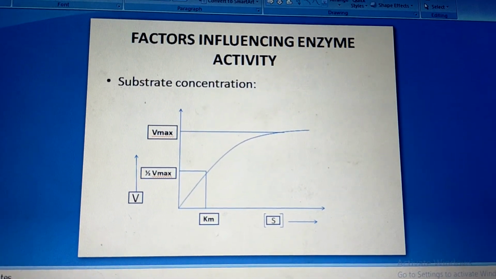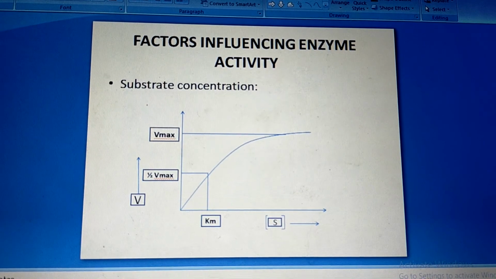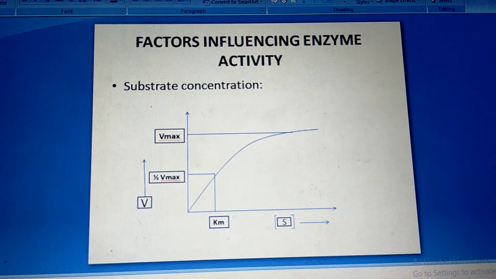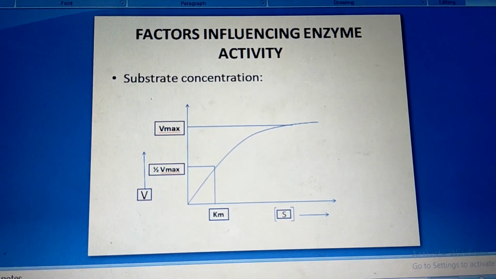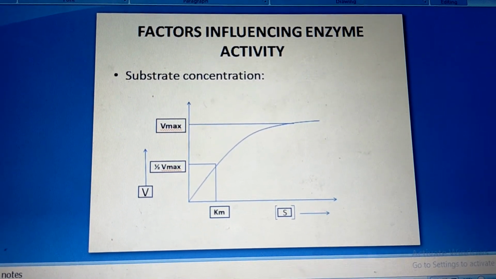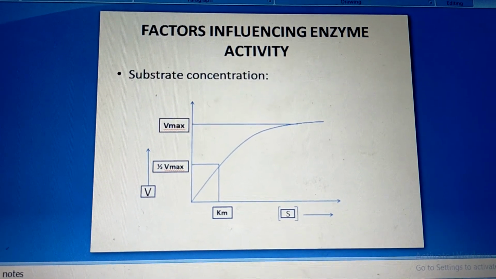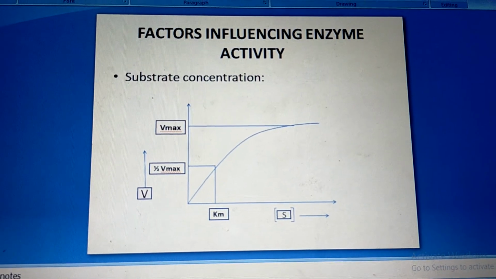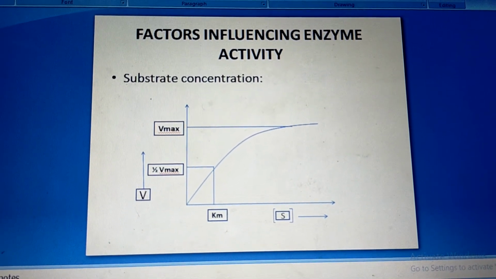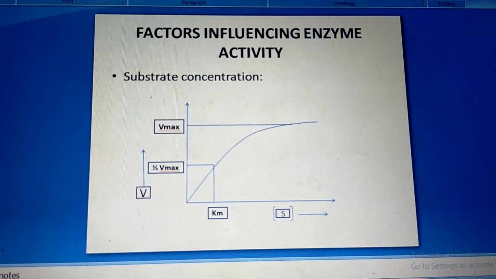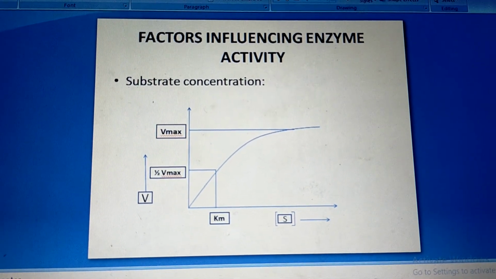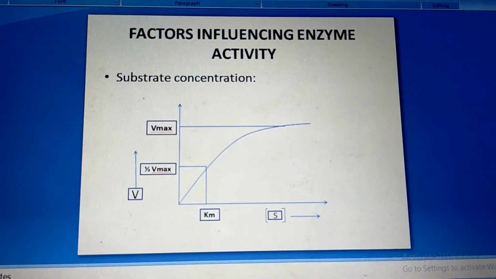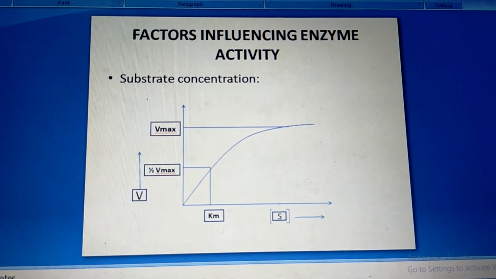Now on the y-axis, if we take a point exactly between 0 and maximum velocity, that point indicates half Vmax, or half of the maximum velocity. Now from that point draw a perpendicular on the graph, and from that graph draw one more perpendicular on the x-axis. That point on the x-axis indicates Km. And what is Km? Km long form is Michaelis constant.